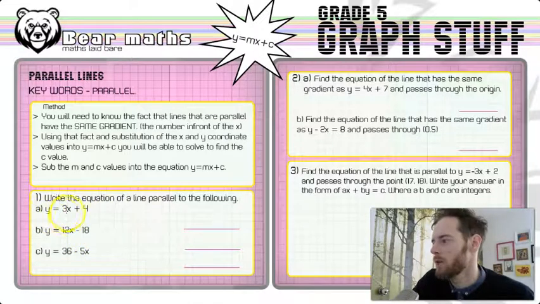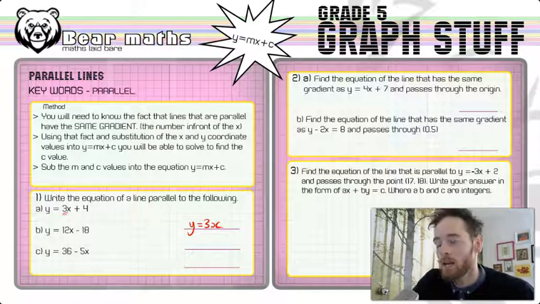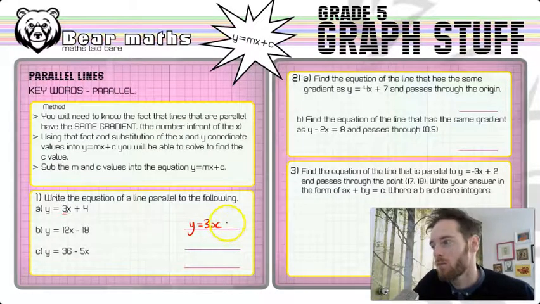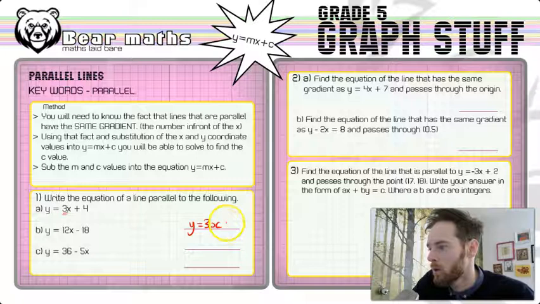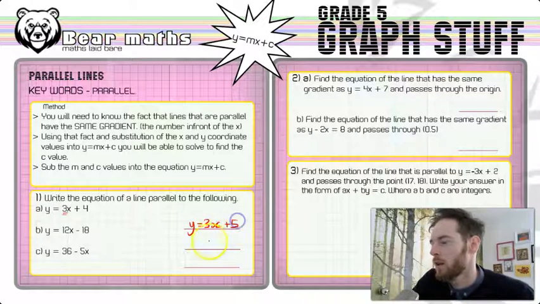We've been given y equals 3x plus 4. Now, using that fact that it's got to have the same gradient, we can have y equals 3x, and then what do we put? We can put anything. We don't even have to put anything. We could just have y equals 3x if we wanted. But I'm going to put plus 5, because that's just one more than this 4.